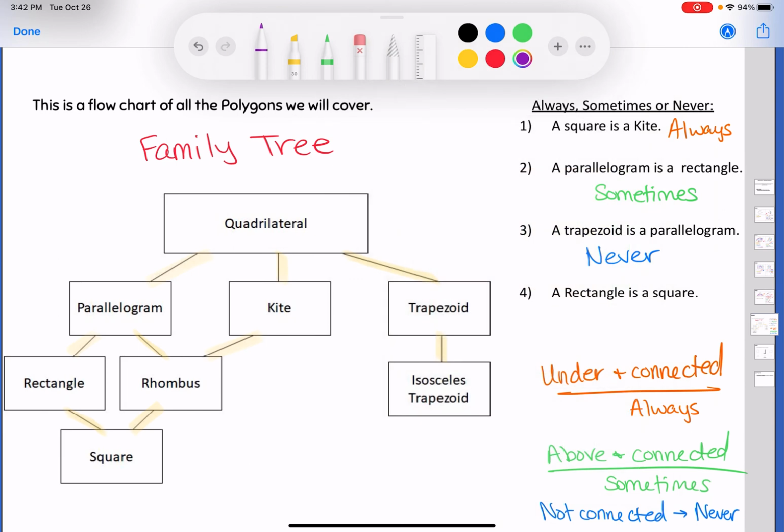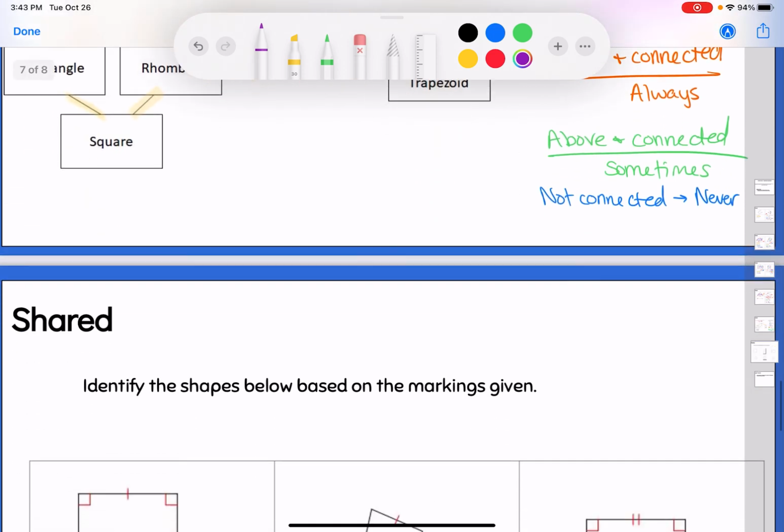A rectangle is a square. So rectangle is above but connected, so a rectangle is sometimes a square, right? Some rectangles are just rectangles, but some rectangles are really special and have those extra properties of a square as well, and so then sometimes they're a square. So that's how you can use that family tree, not only to remember the properties, but also to answer those always, sometimes, never questions.